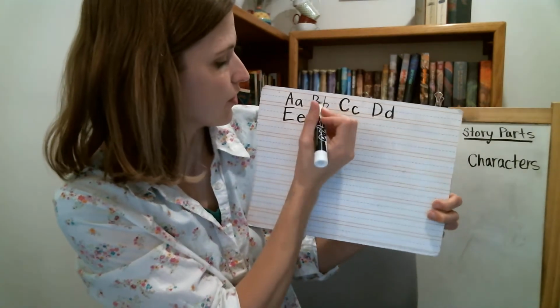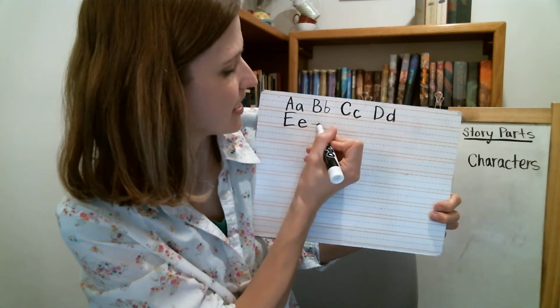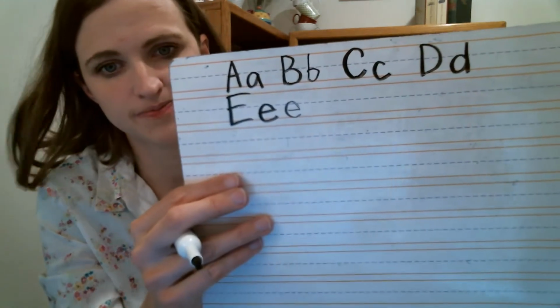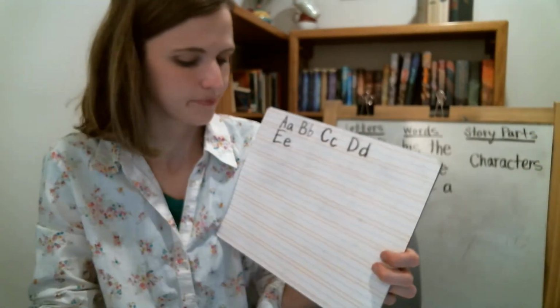But try to get used to it: you start below that middle line, you come across flat, and then it's almost like you're starting to make a circle, but you just don't finish. You'll get used to it. I know if you keep practicing, you can do it.